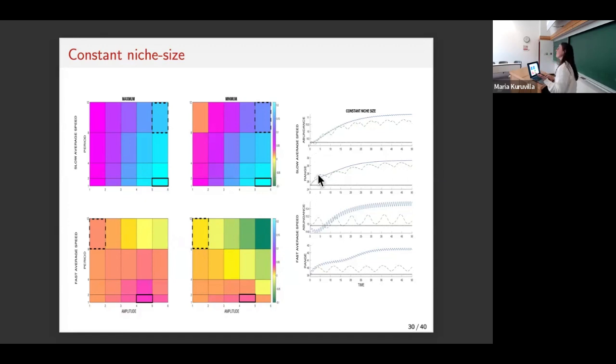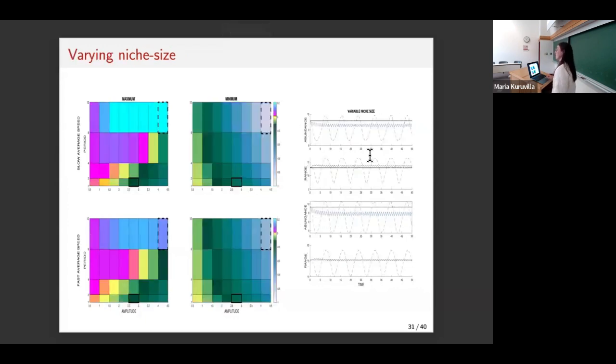And for long-lived species, this is more apparent. For the varying niche size case, this is true not just for the maximum abundances, because this is a periodic one, but also the minimum, meaning that over the whole periodic interval, the population can exceed the total abundance without variation. For the varying niche size case, the story is different. Only the maximum will go above, if it does. And in the case of long-lived species, we don't really see this at all.